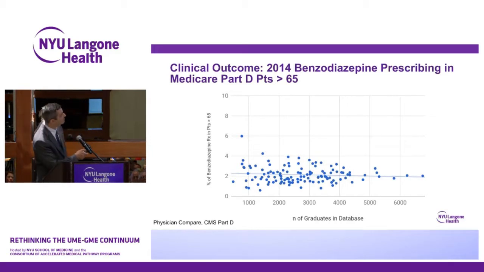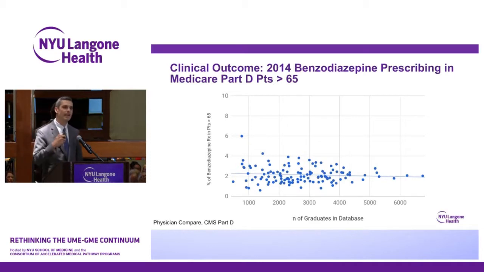And what's pretty remarkable about these data is it does look like that there is a regression towards a mean of 2% among schools that have more graduates in this database, and there's really a narrowing down and a regression towards that mean, which is pretty fascinating and could be used to go back and reinforce the individual curricula at our school around a particular pharmacology intervention.